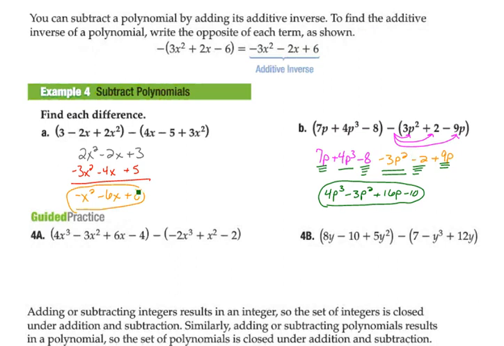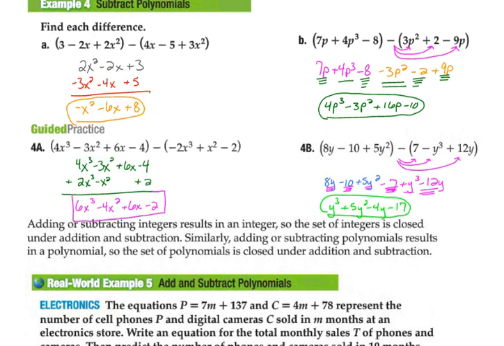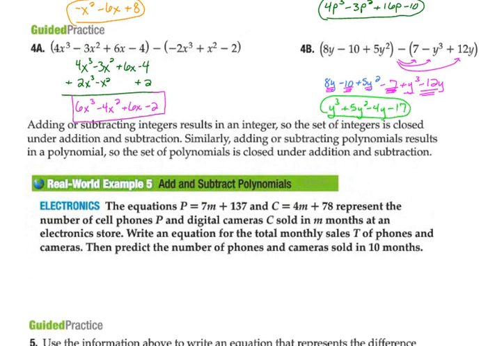Okay, two different types of concepts. Go ahead and use the one you like the best to find the difference of guided practice 4. Okay, two different strategies, getting the same answer for both of them. Understanding again that we are basically adding the opposite of that second polynomial.